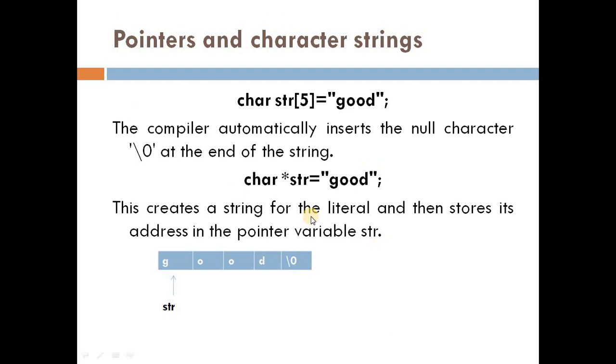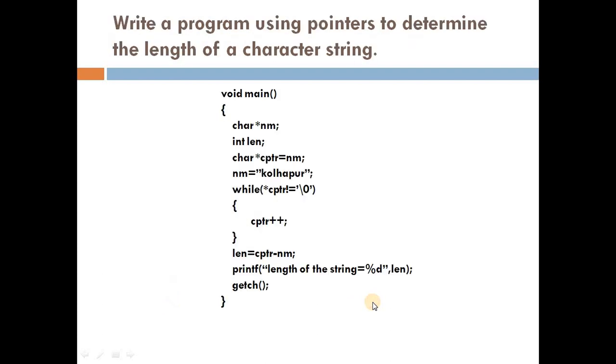So you can see when we have declared such a type of string, it will get stored in memory, and at last the null character. The address of the first element is known as the base address and it will be stored in the variable str, that is the name of the string. Now we shall see an example: write a program using pointers to determine the length of a character string.